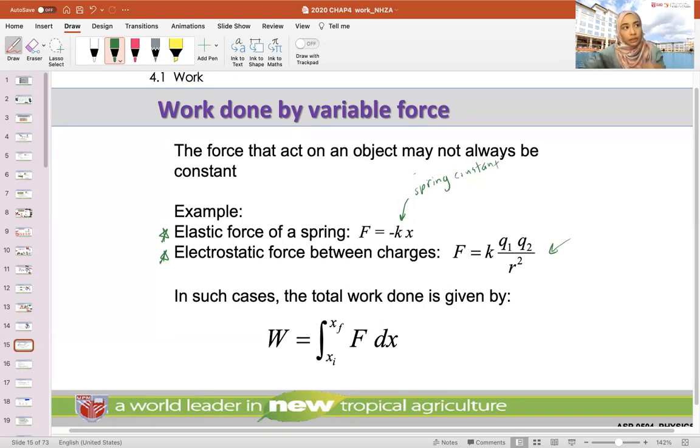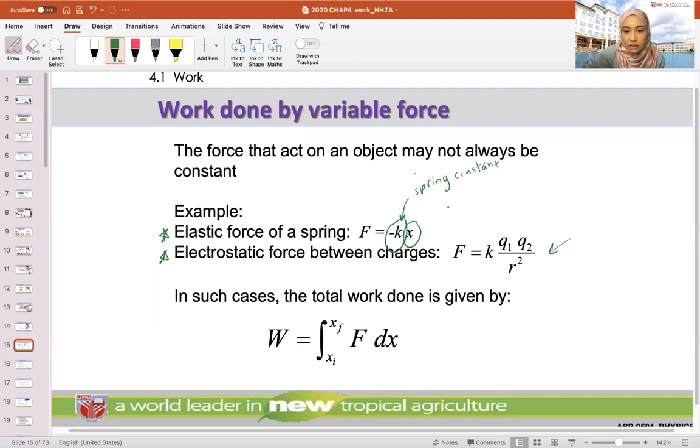Sometimes you have a spring that is hard to extend and sometimes you have a very soft spring and you can extend it very easily. So this K value gives you the property of that spring, whether it's hard or easy to extend. Okay, so K is the property. It depends on what type of material your spring uses. So that is your K.